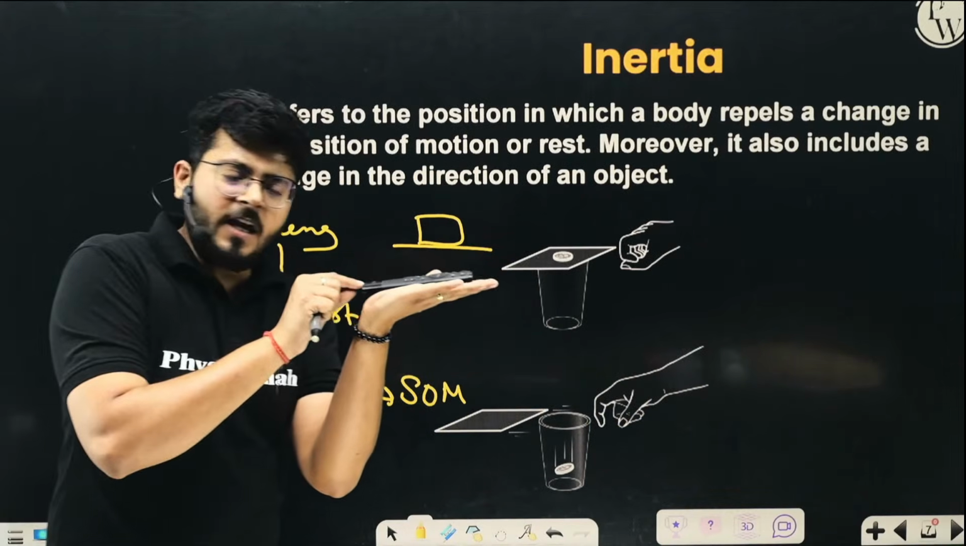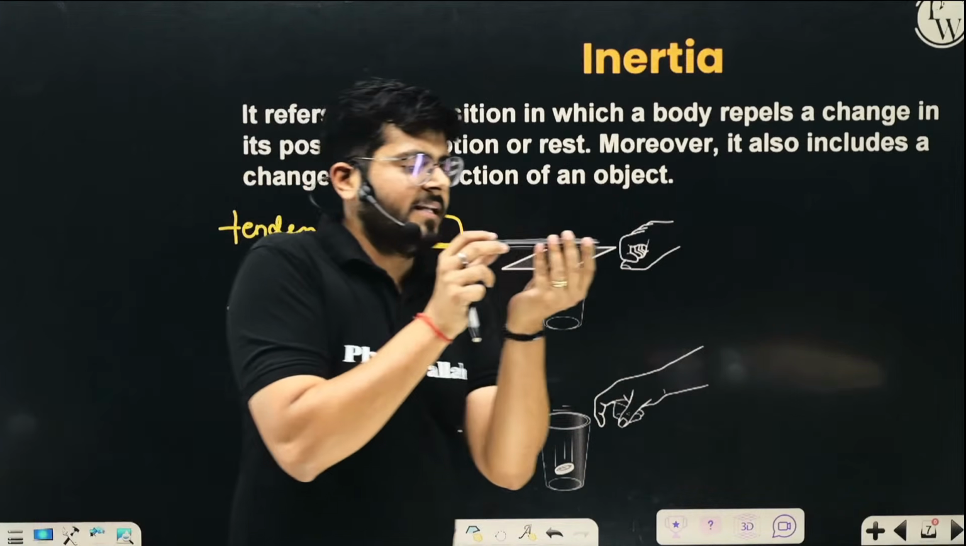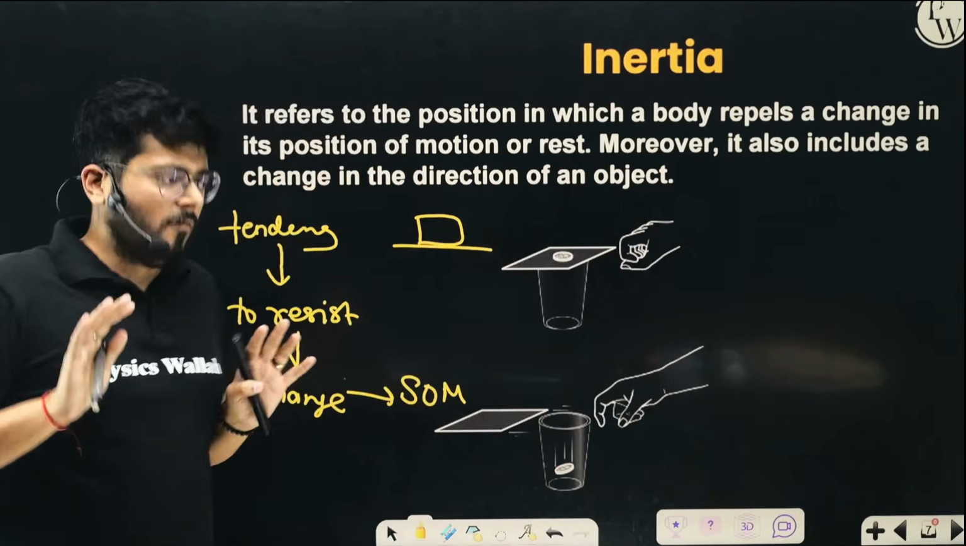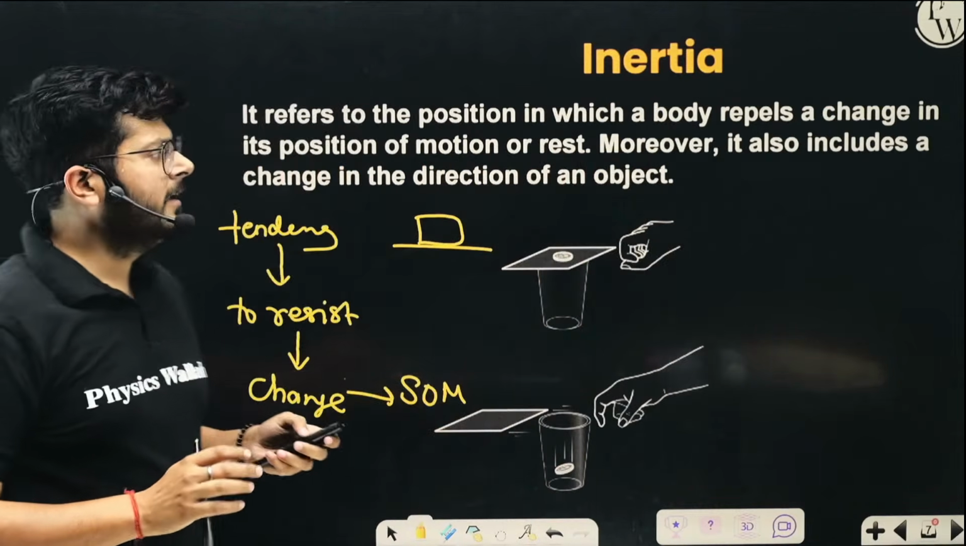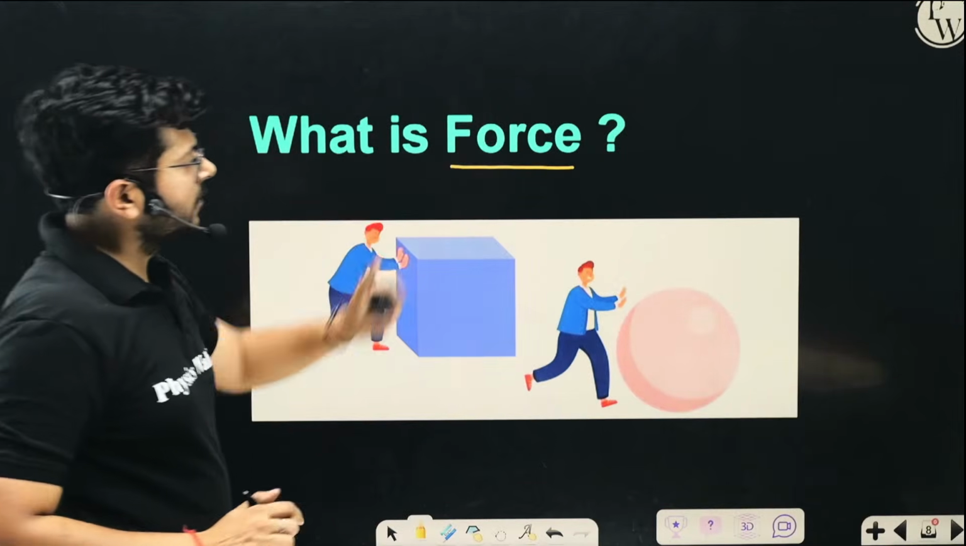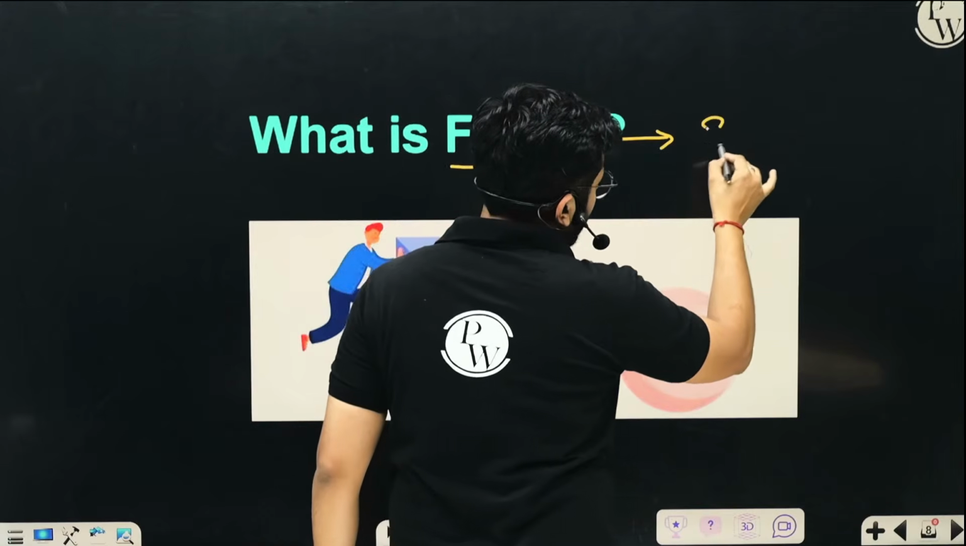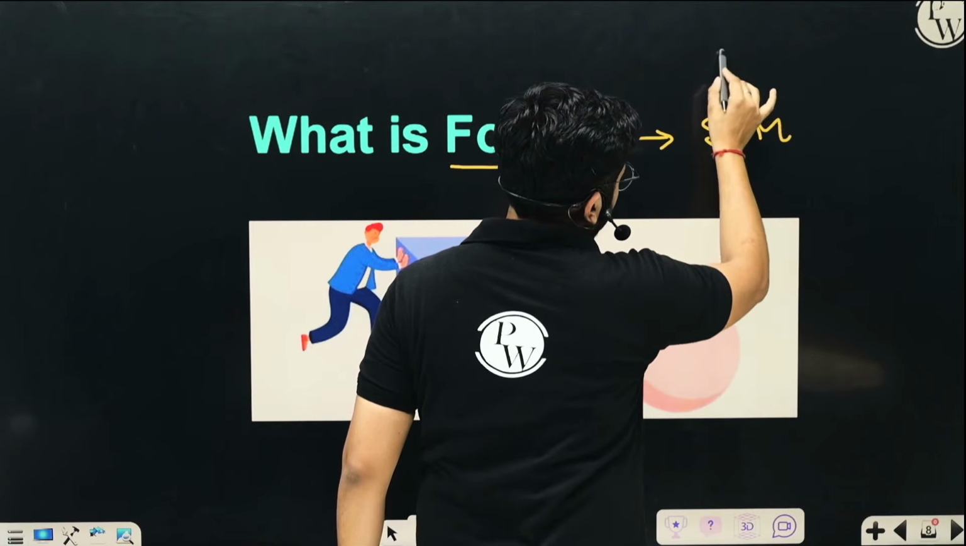Let's say that the body is moving at 10 meter per second, and now you want it to move at 20 meter per second. What is required? A force, a push is required. So my dear kids, what is a force? Force is something that you can apply to change the state of motion.